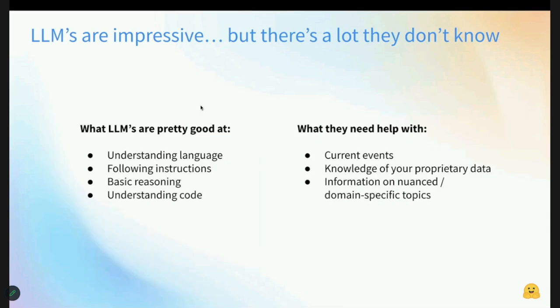If you zoom out, LLMs are good at understanding language. They're pretty good at following instructions. They're capable of basic and even in a lot of cases now complex reasoning, and they can understand code. But areas where they fall short is knowledge of current events. So things that happened after their training data cut off, they have no tangible knowledge of. Knowledge of your proprietary data. So if you have domain specific data or nuanced information that isn't a large part of the general corpus on which they were trained, it's going to struggle there. And nuanced domain specific topics.